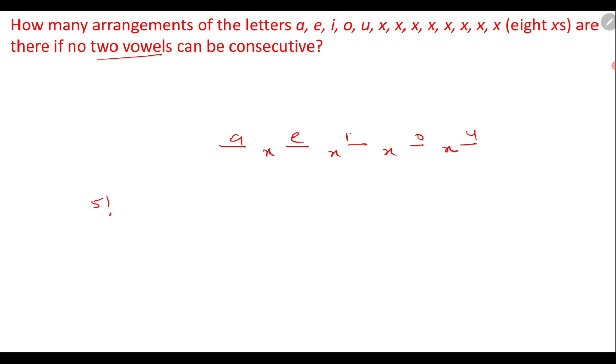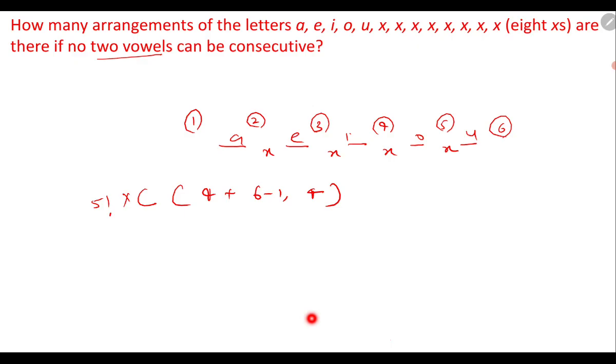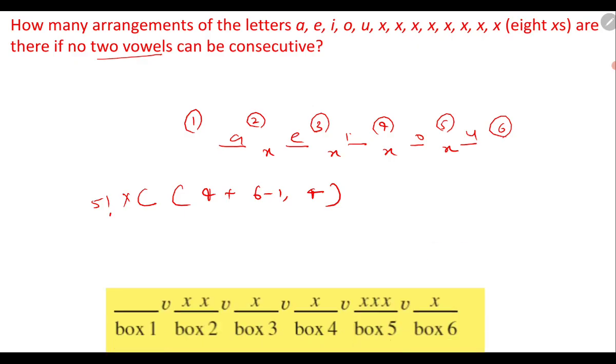It means that I simply need to distribute the 4 remaining x's into 6 positions. So these are the 6 positions. So distributing 4 x's into 6 boxes, so C(r plus n minus 1, r), which is the required answer.